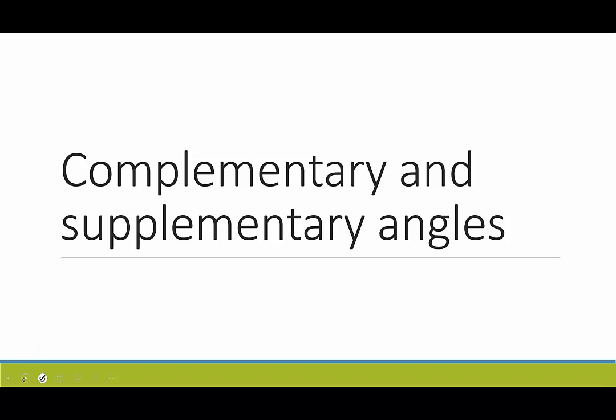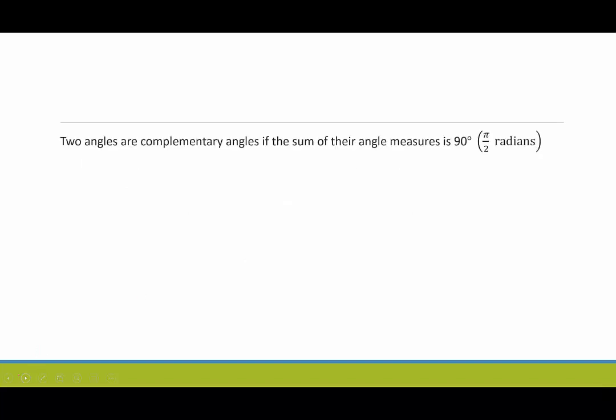Welcome to helpyourmath.com. In this video, we're going to look at examples of finding complementary and supplementary angles. Of course, what would be super helpful is if we knew what those were. Two angles are complementary if the sum of their angle measures is 90 degrees or pi over 2 radians.